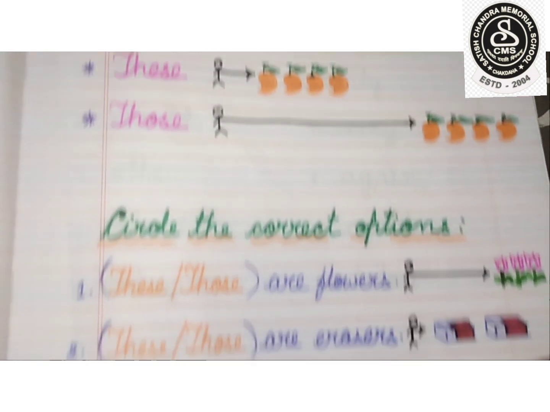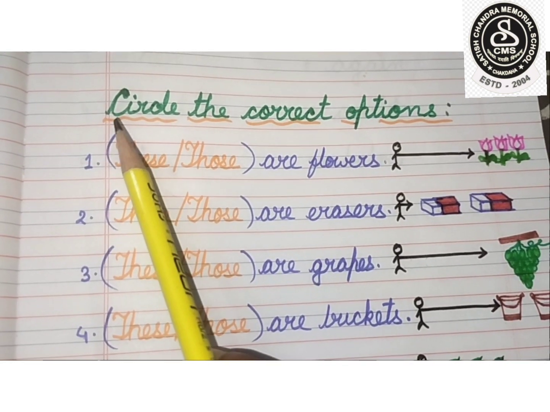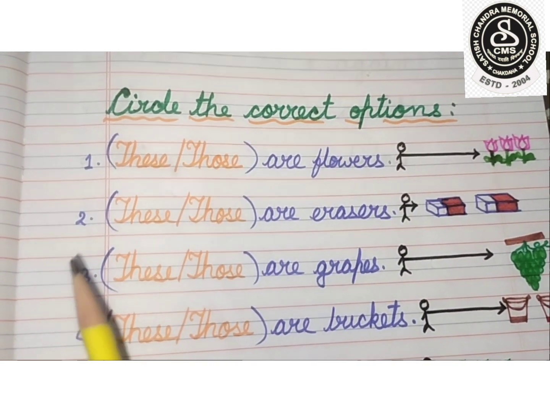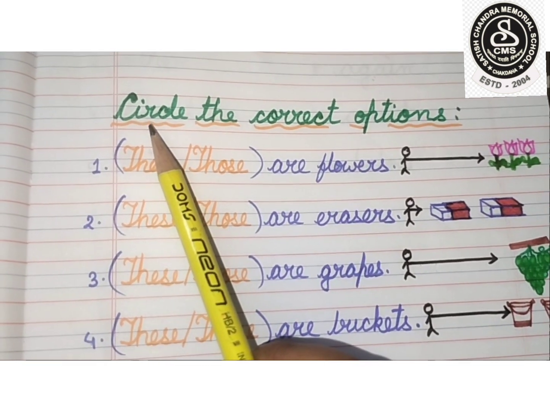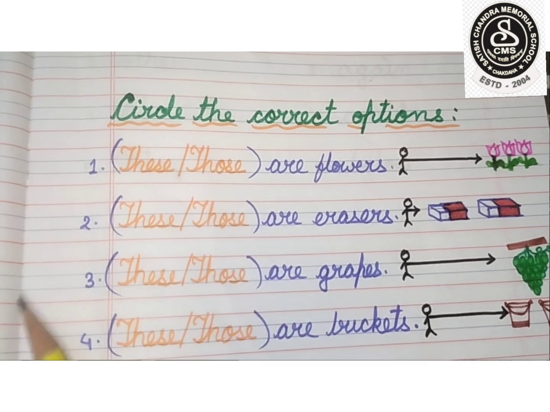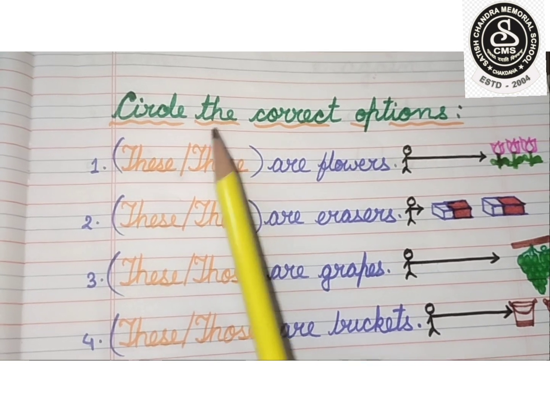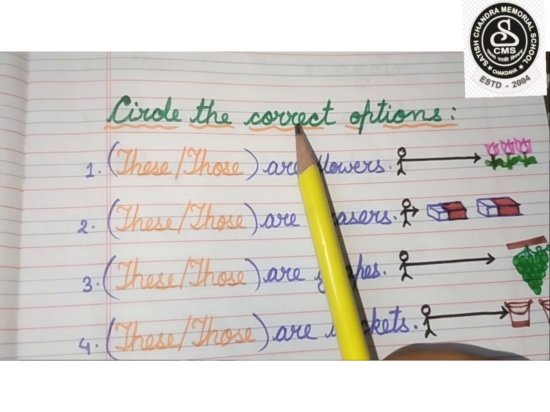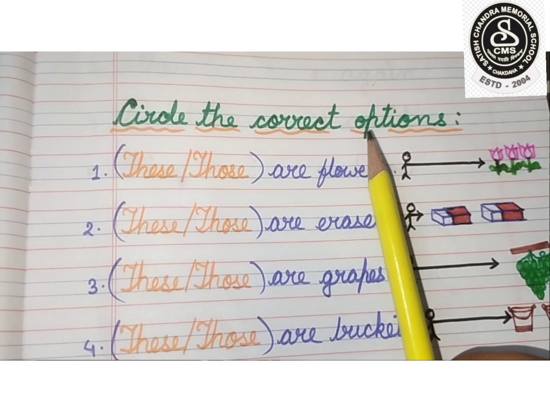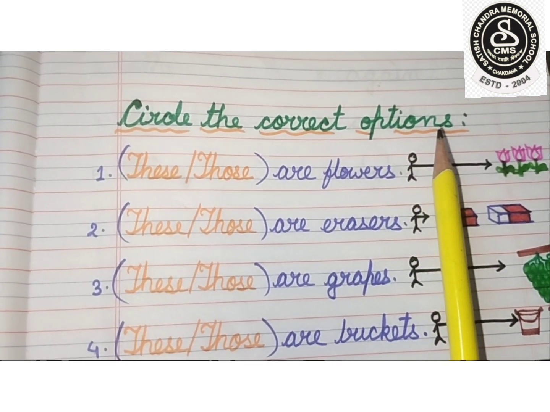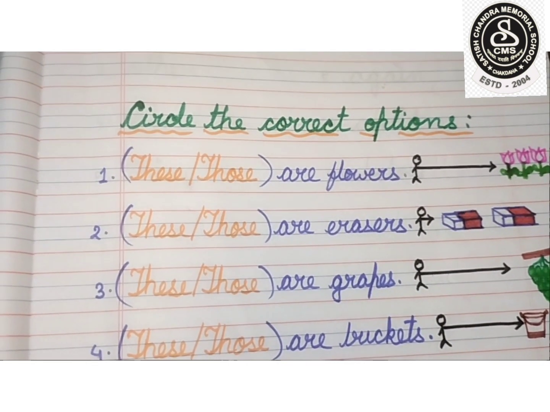Okay. Now let us do the exercise. Let's see what we have to do. We have to circle the correct options. So let us read the heading. CIR, sir, CLE, circle, THE, the, CORRECT, correct, OP, op, TIONS, shuns, options. So what we have to do? We have to circle the correct options.